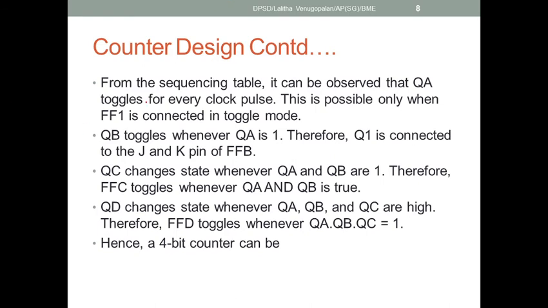So flip-flop 1 is connected in toggle mode because QA toggles for every clock pulse, and then QB toggles whenever QA is 1, QC toggles when both QA and QB are 1, and QD toggles when all the three other outputs, QA, QB, and QC, are 1.